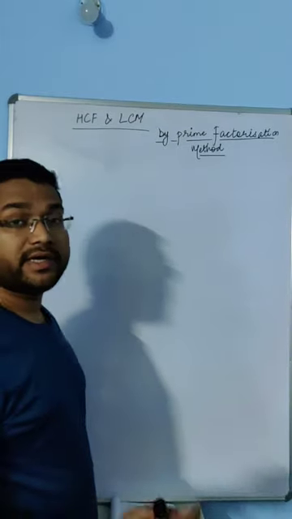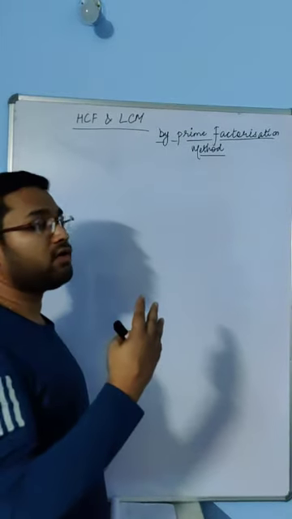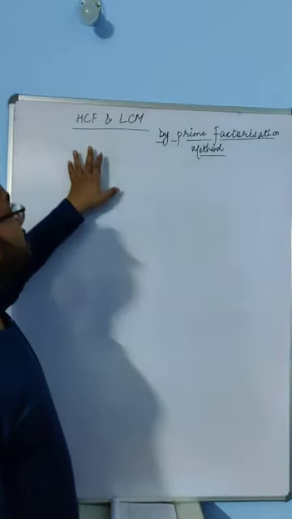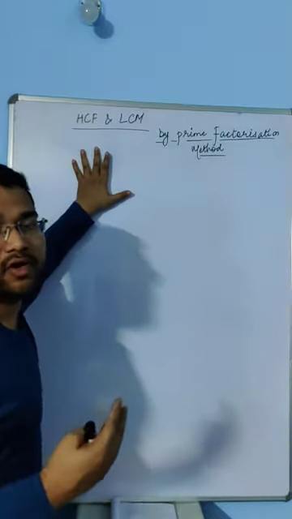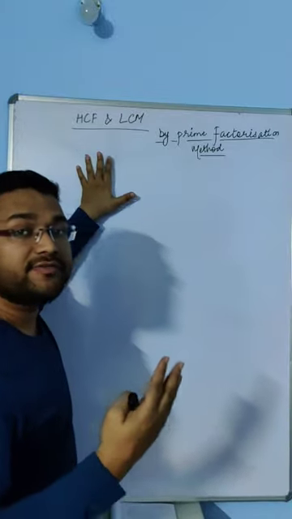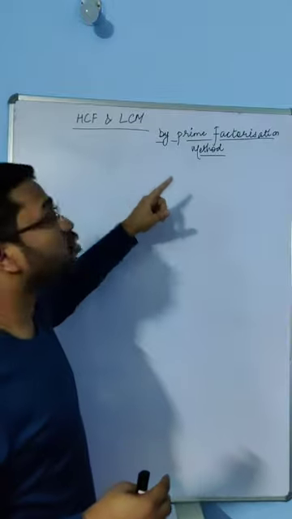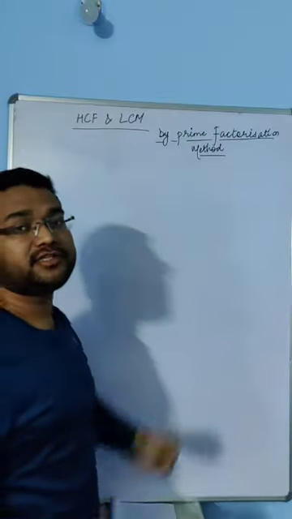Students, today we'll continue with lecture 4 for your chapter 1, that is real numbers. We've already discussed how to find HCF with the help of Euclid's division lemma, and now we'll be discussing how to find HCF and LCM both by the prime factorization method.